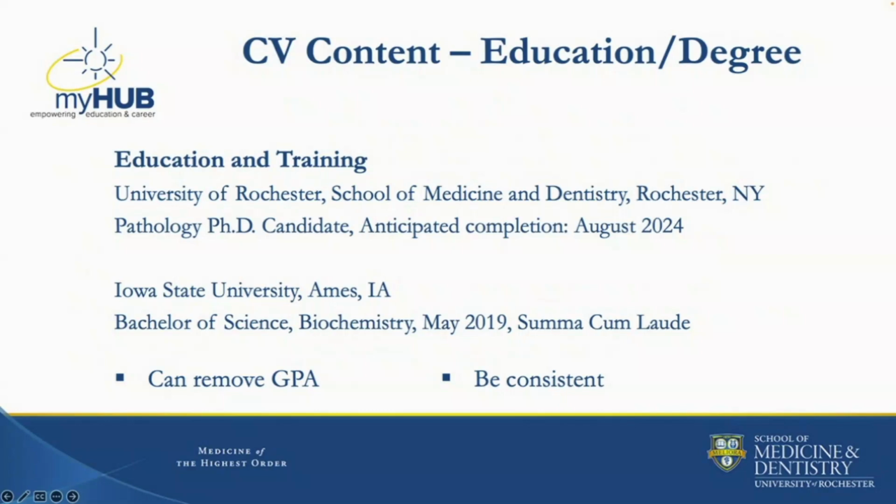You can also include your undergraduate degree. You don't need to include GPA, and you also want to be consistent. So how you have this organized, you want to be consistent throughout. So if you're putting the name of the institution at the top, that should be the same for the next institution. That way people can locate the correct information that you're trying to provide them within your document.